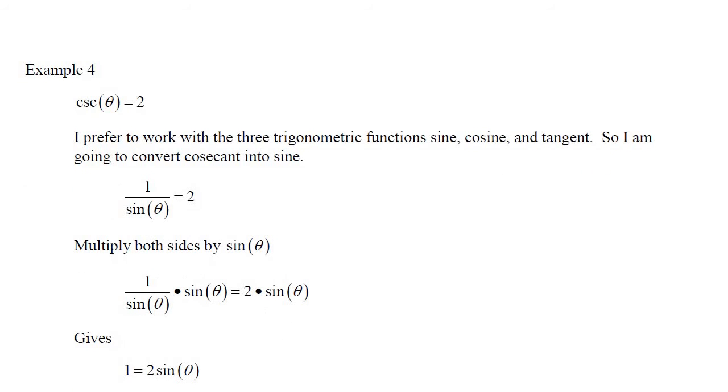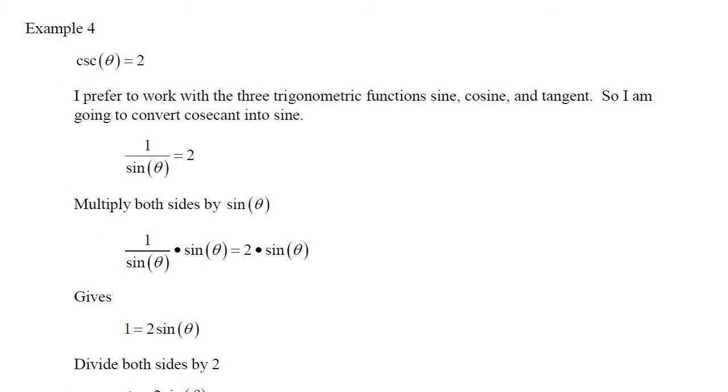All right, let's take a look at example 4. Example 4, I have cosecant theta is equal to 2. Now, I prefer working with the three trigonometric functions, sine, cosine, and tangent. One of the reasons why is because I understand those better. The other reason why is if for some reason I have to use my calculator because it's not a number from the unit circle, I have an inverse sine function, an inverse cosine function, and an inverse tangent function on my calculator. All right, so let's convert cosecant to sine.